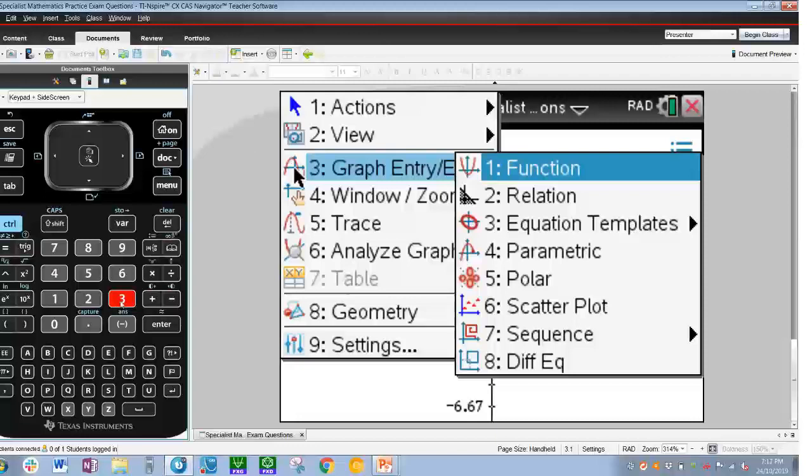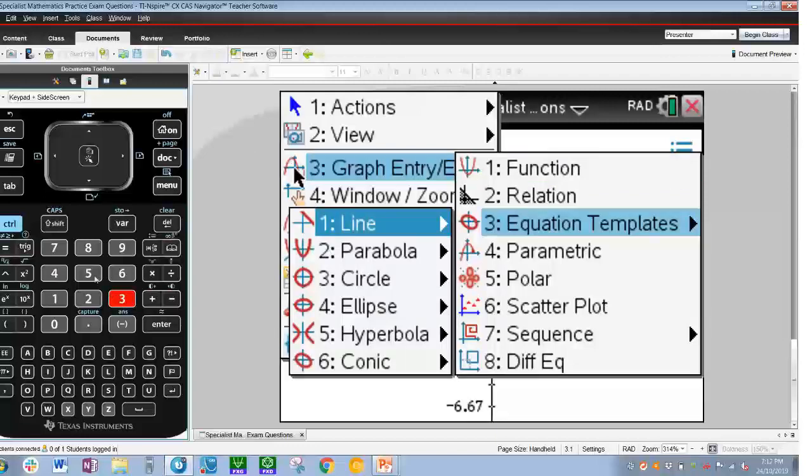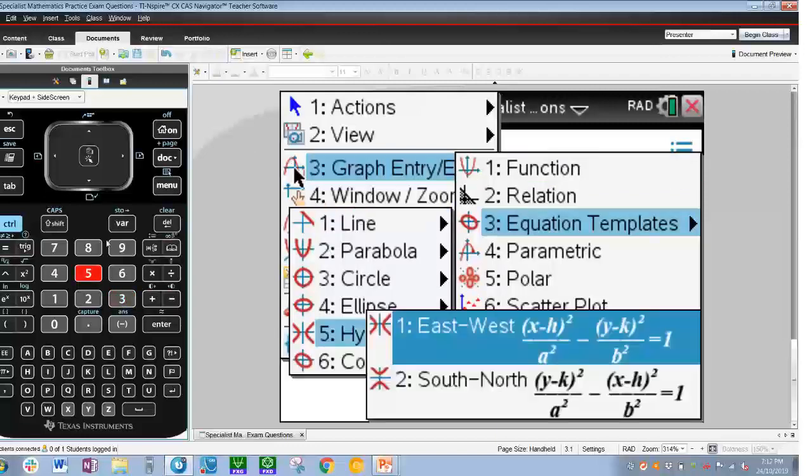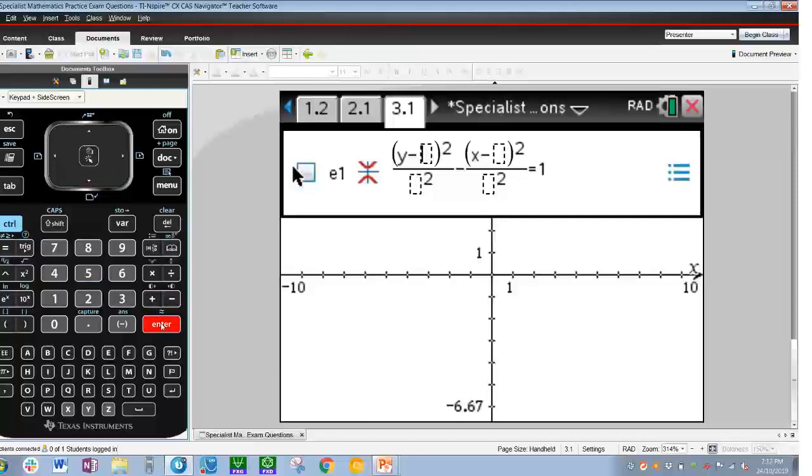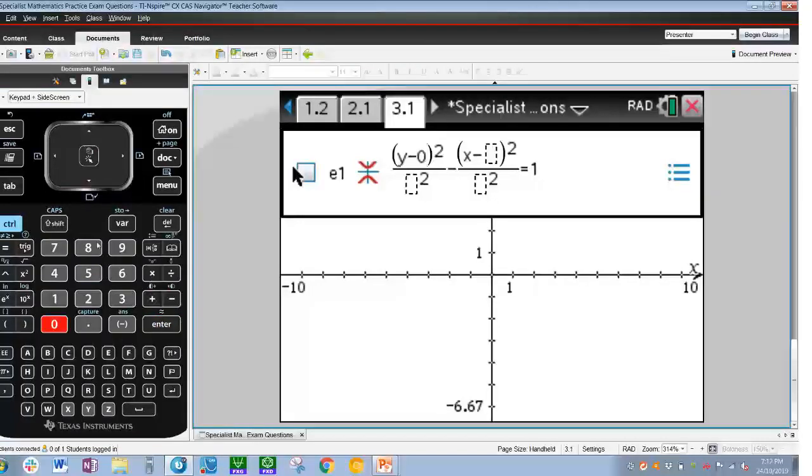So I'm going to press 3 again for equation templates. Number 5 for hyperbola. And as you can see, east, west, and south, north. So as I mentioned before, we've got a south-north hyperbola. I'm going to press enter. And reading the question, we had y squared, so that's simply y minus 0 squared. Tap down to the bottom, and there's an 8 over there. So the 8, I can write that as 2 root 2.